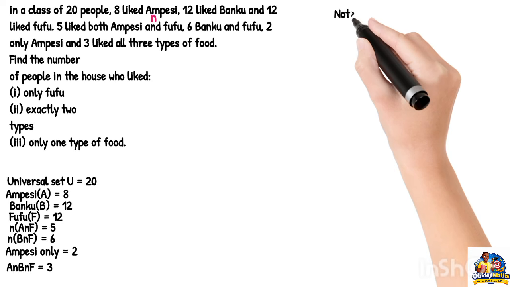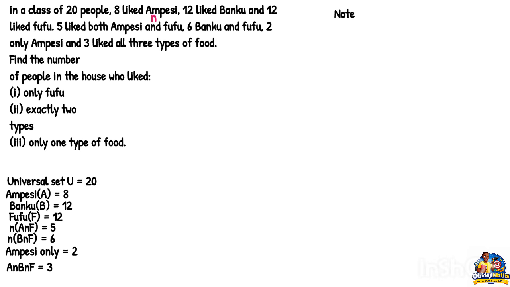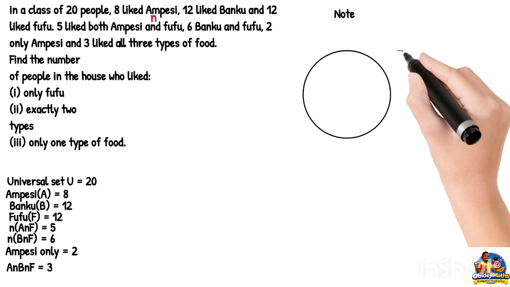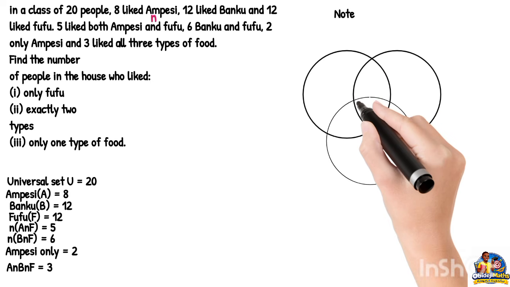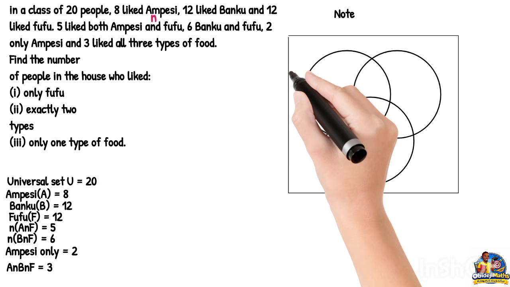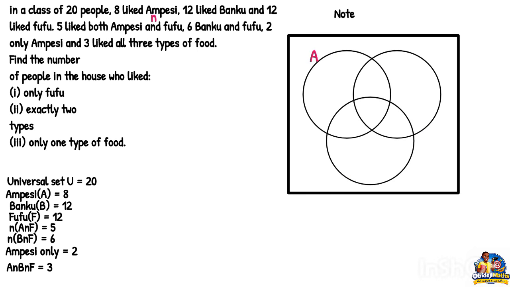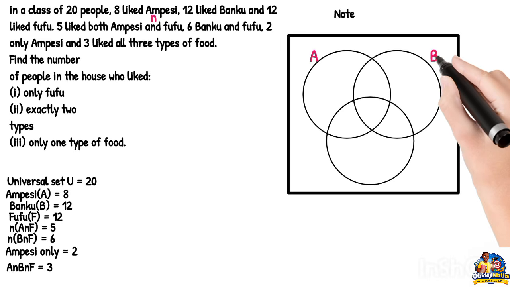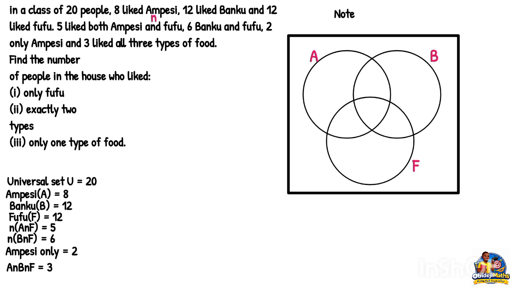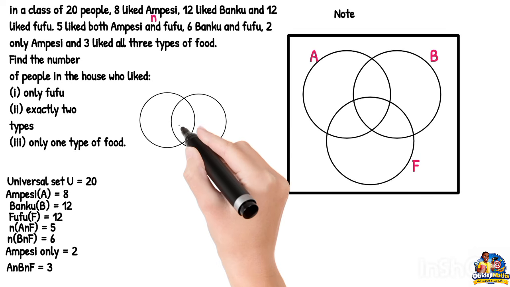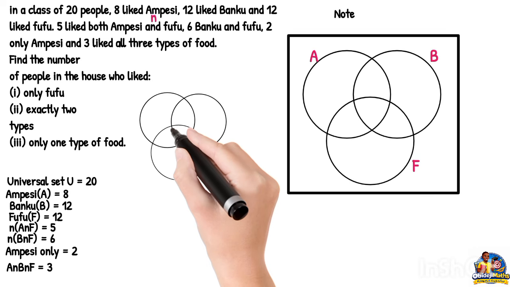Now let's go straight to the solution. We have 3 sets, so we are going to draw 3 circles that intersect. That's the Venn diagram. You have A for Ampesi, B for Banku, and F for Fufu. Okay, before we solve it, let me explain some things to you.